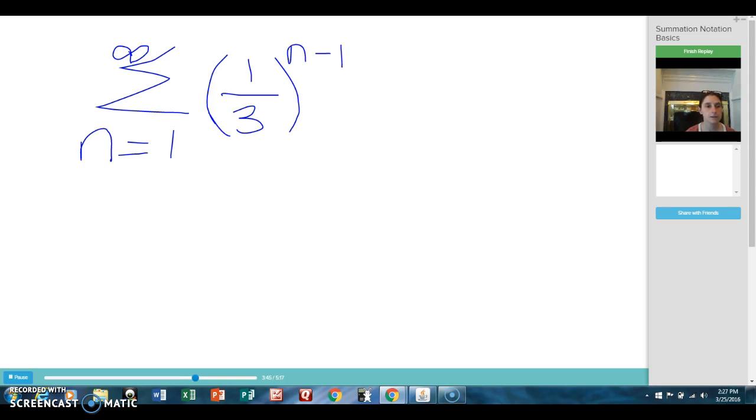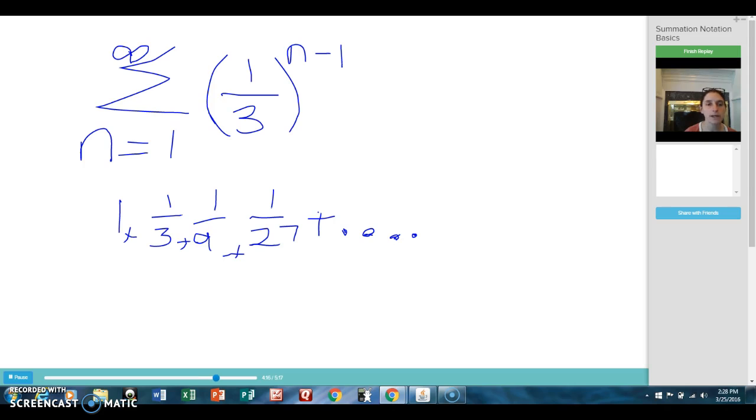What this is telling us to do is to plug in 1, so that would give me 1. Plug in 2, that would give me 1/3. Plug in 3, that will give me 1/9. And so on for infinitely many terms. Instead of commas here, I should have put plus signs because we're doing a sum. Sorry about that. All right, so we would be adding this on for infinitely many terms. That'll take a long time.